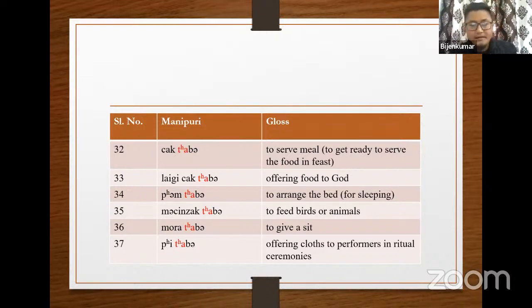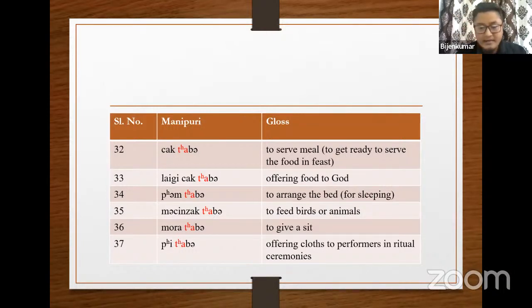Tom thaba, yes, I would like to explain this meaning. Tom thaba is to arrange the bed. But this is the act of cleaning the bed, then putting the mosquito nets in a proper way to get ready for sleep. That arrangement is what we call Tom thaba. Then machinjak thaba is feeding, to feed the birds or the animals, maybe pigs as well. Then mora thaba is a seat. Mora is a particular noun for a stool-like structure that we make locally.